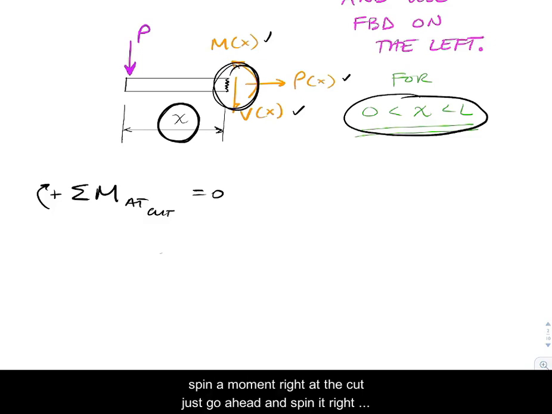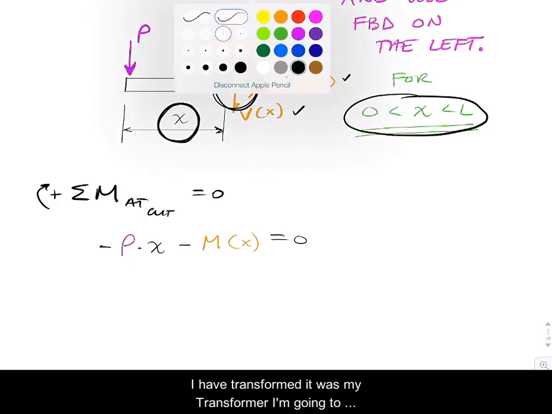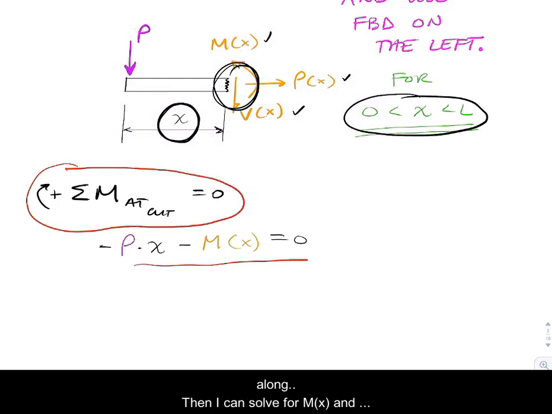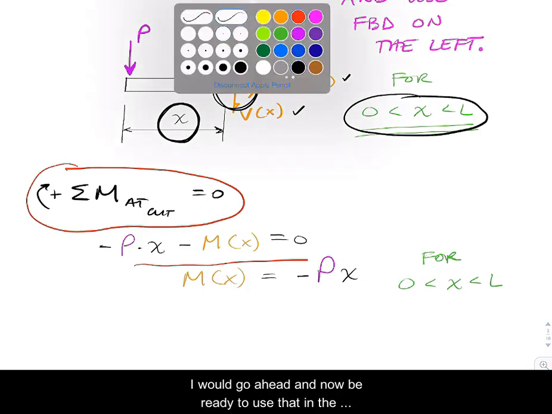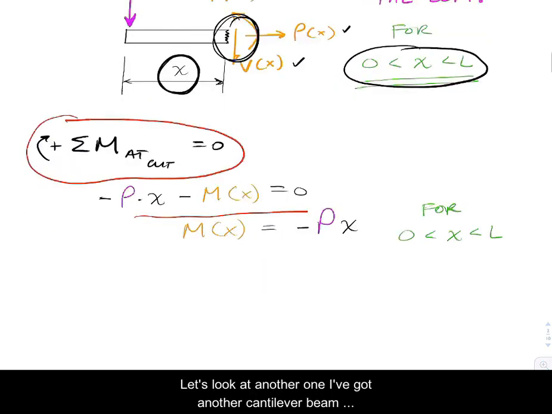If we do that, we have minus p times x minus m of x is equal to 0. I've transformed from a picture into an equation, and moving along, I can solve for m of x. Again, that is valid all the way from 0 to L. So I would now be ready to use that in the second order beam equation. Let's look at another one.